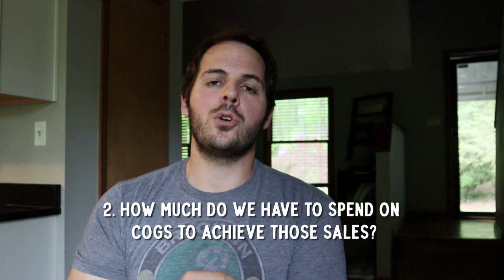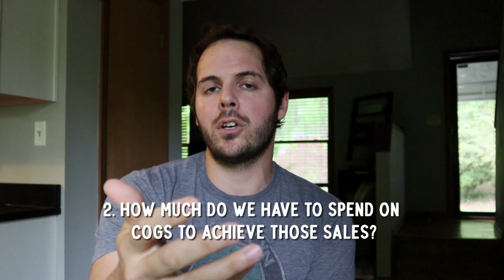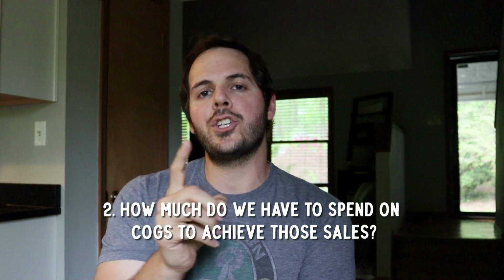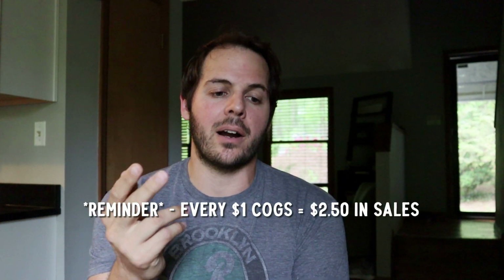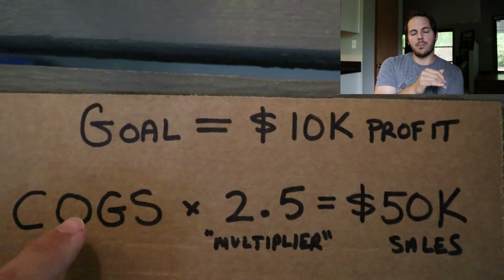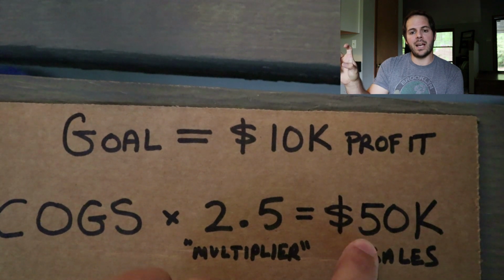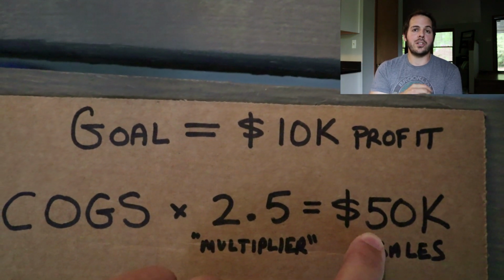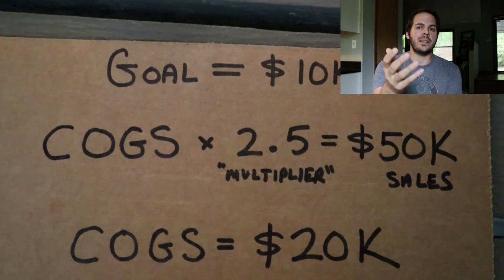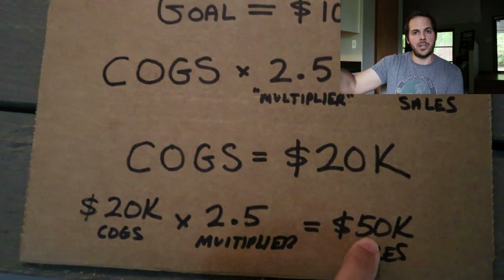Now the question turns to how much do we have to spend on inventory or cost of goods sold in order to achieve that $50,000 in sales? And that's where we come back to that 2.5 multiplier, because the next equation is cost of goods sold times 2.5 equals total sales, which is $50,000. So the answer is $20,000, because 20,000 times 2.5 equals our $50,000 in sales that we just talked about.